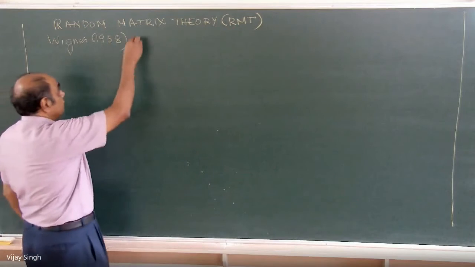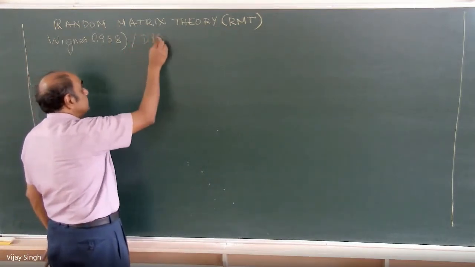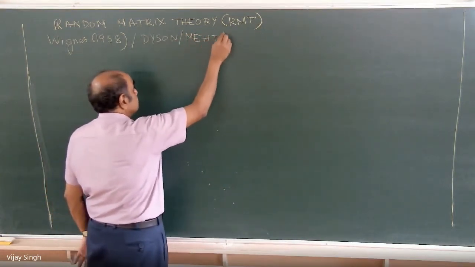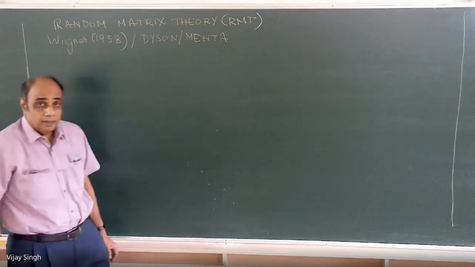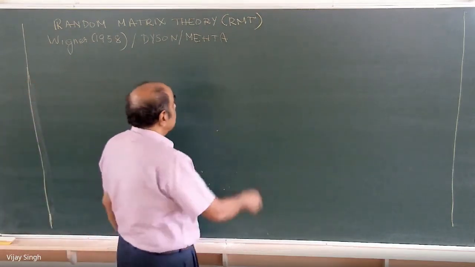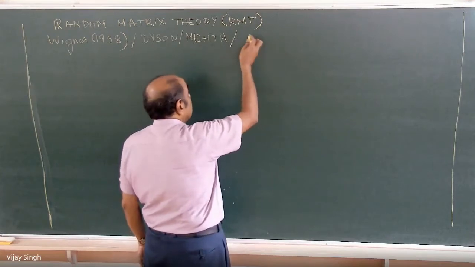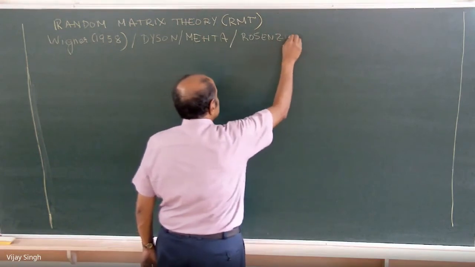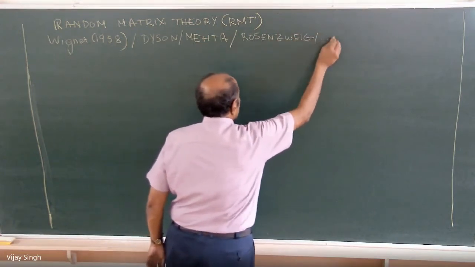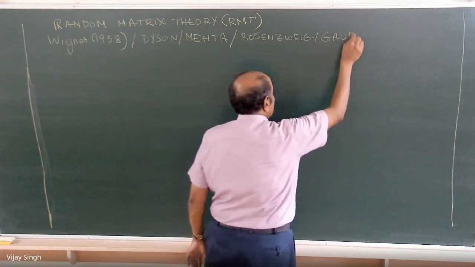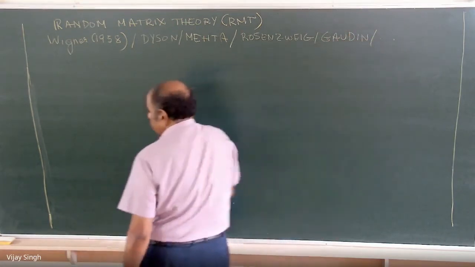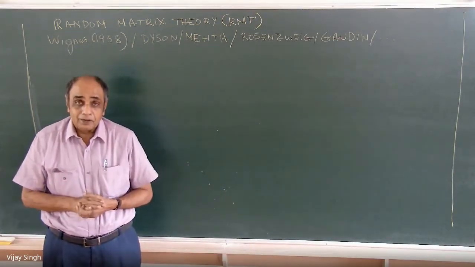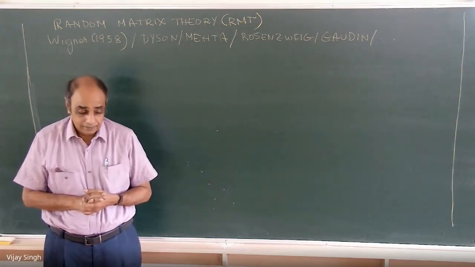Okay, so you have people like Wigner, you have Dyson, Mehta, both from Princeton at that time, Madan Lal Mehta, who then went on to France. Rosenzweig. Gaudin. Another French theoretician. That's it. So we have a who's who of the top-notch abstract theoretical physics working in this field.